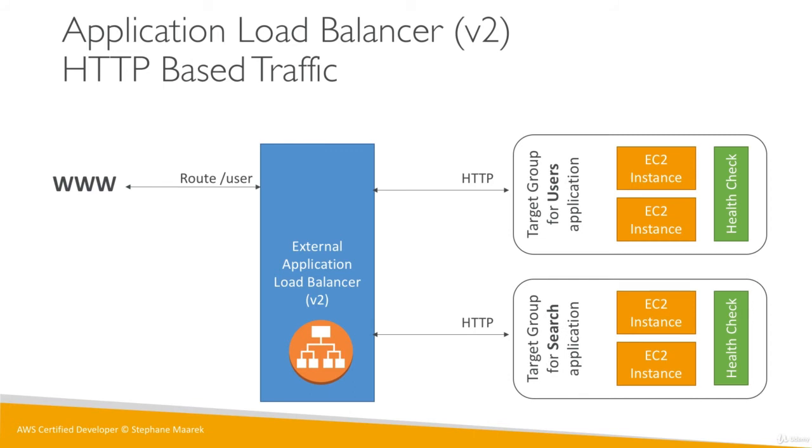Additionally, we can set up a second target group, maybe for the search application. And we have the same concept. We have many EC2 instances, and we have health checks defined on them to make sure they're healthy or not. And if the user requests a /search route, the external application load balancer will basically redirect to the search target group. And so that's the idea. You can have as many target groups as you want behind your ALB. And then in each target group, you can have as many EC2 instances as you want, and you can have health checks checking the status of these instances.